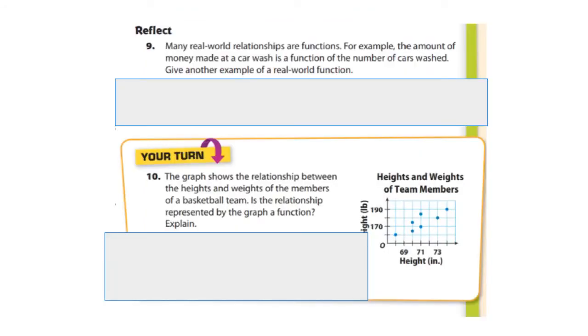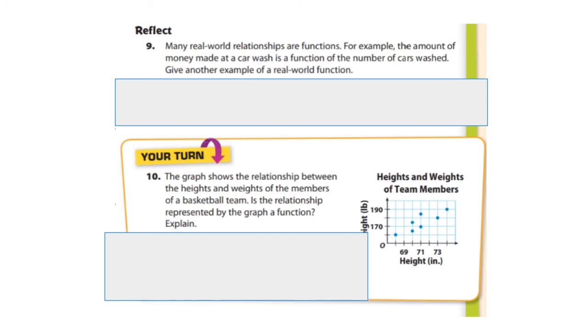Okay, reflecting. It says many real-world relationships are functions. For example, the amount of money made at a car wash is a function of the number of cars washed. So if I have 7 cars washed, I'm going to have a dollar amount that I make. If I have 10 cars washed, I'll have a different dollar amount that I make. I'm not going to wash 10 cars twice and have 2 different dollar amounts. It's always going to be the same amount of money for 10 cars, so that's a real-world function.